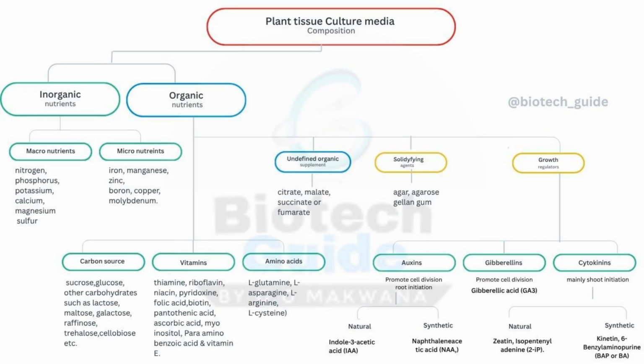Each group comes in a natural and synthetic form. Auxin promotes root formation and cell division. Gibberellin is mainly for cell division and elongation. Cytokinin drives shoot initiation and growth. So this classification provides a solid framework to understand what goes into plant tissue culture media.